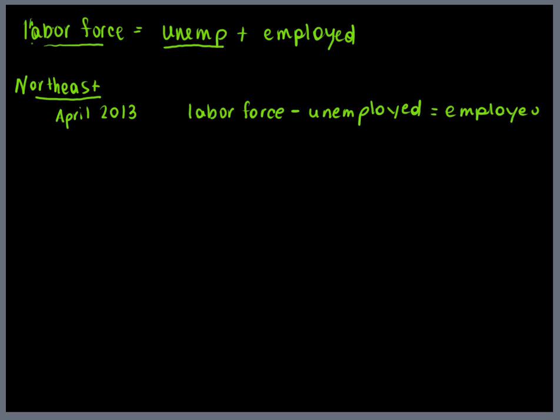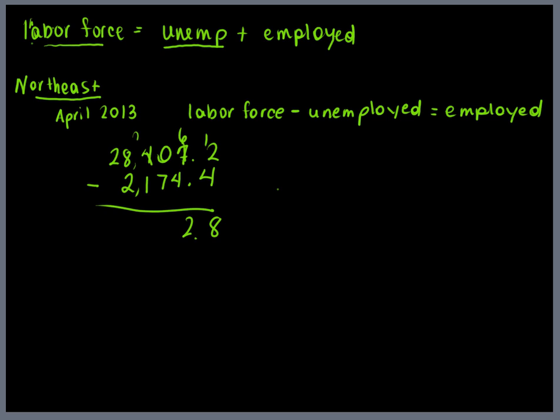So for April 2013 in the Northeast, I'm going to take 28,407.2 and subtract 2,174.4. Let me just do it manually. Okay, so I have about 26,232.8 employed workers in the Northeast in April 2013.